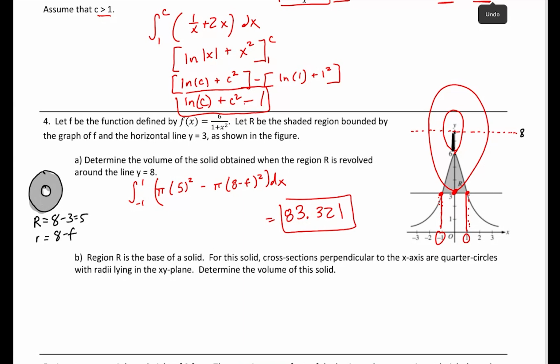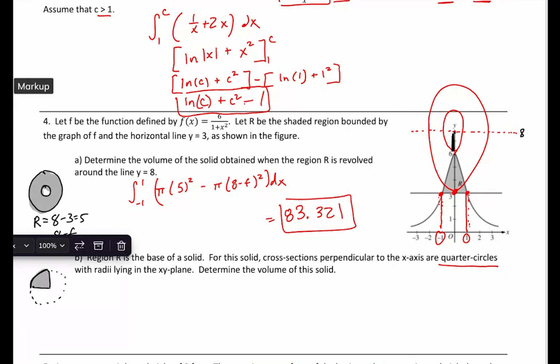Part B says region R is the base of a solid. For this solid, cross sections perpendicular to the x-axis are quarter circles with radii lying in the xy plane. So instead of having washers here, we've got these quarter circles, right? We're just looking for the area, but the radius of each of these is going to be determined by the cross section in the region.